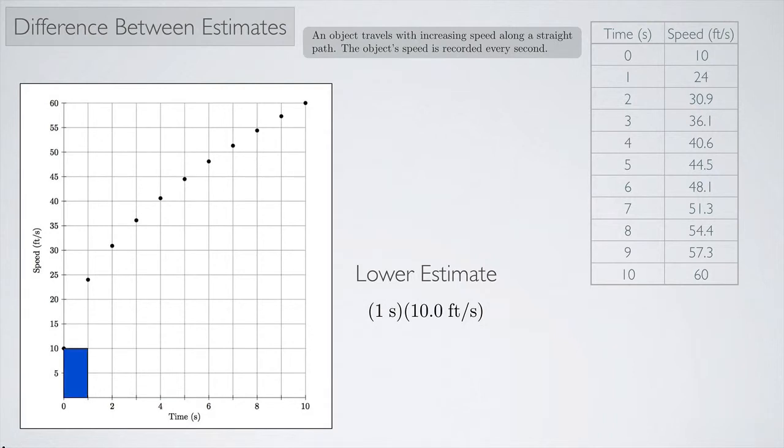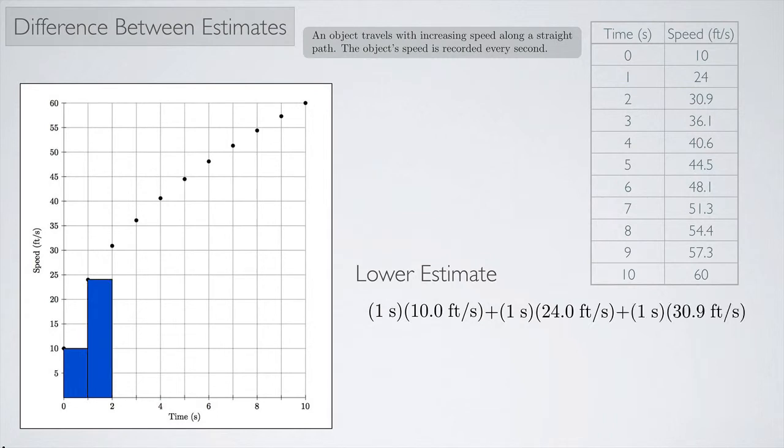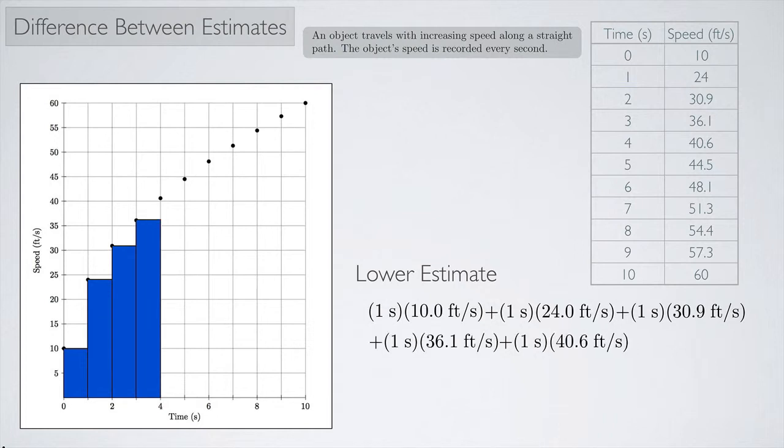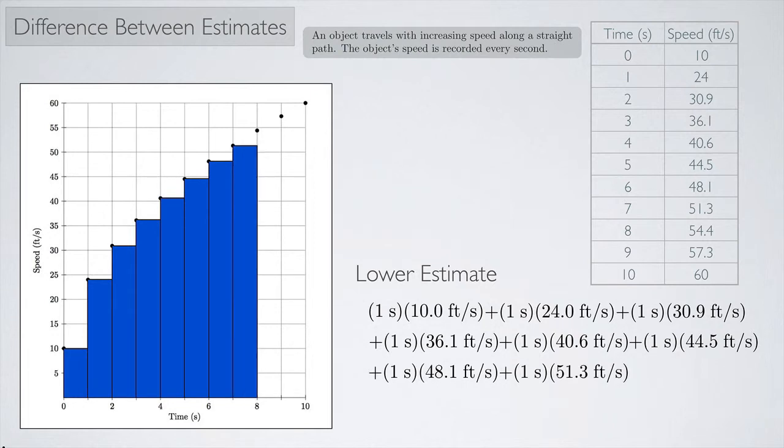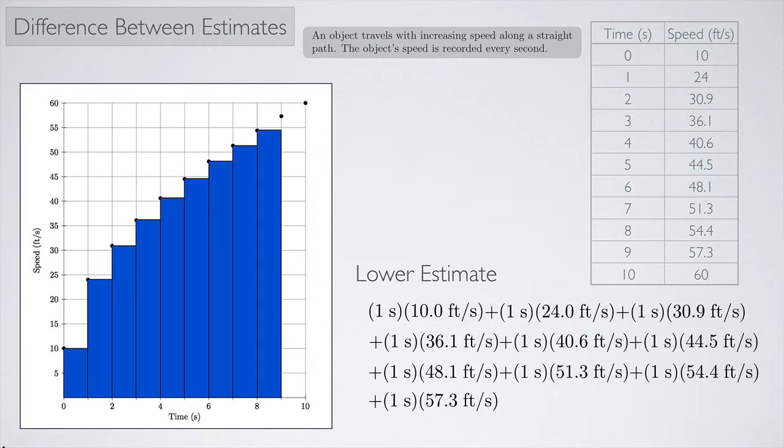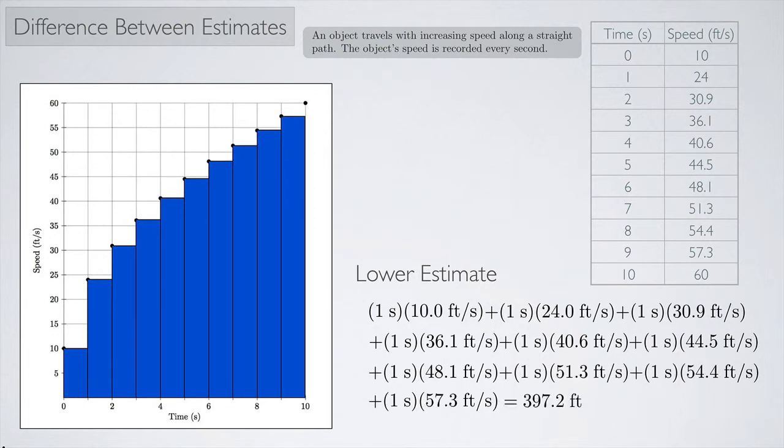That represents the area of this blue rectangle right here. And then we have 24 feet per second times 1 second. That's this rectangle. And then 30.9 feet per second times 1 second, that's this rectangle, and so on all the way to the end. I won't say them all out loud here because you get the idea. So we're adding up basically the areas of all of these rectangles. And when we do that, we get 397.2 feet.